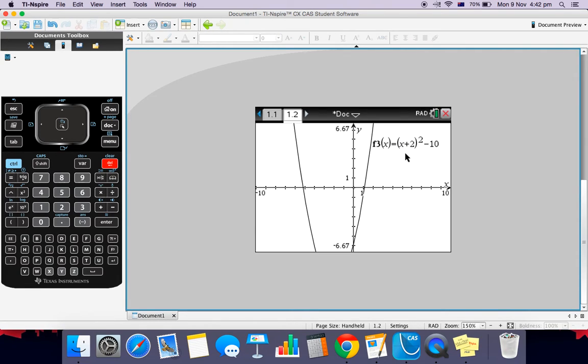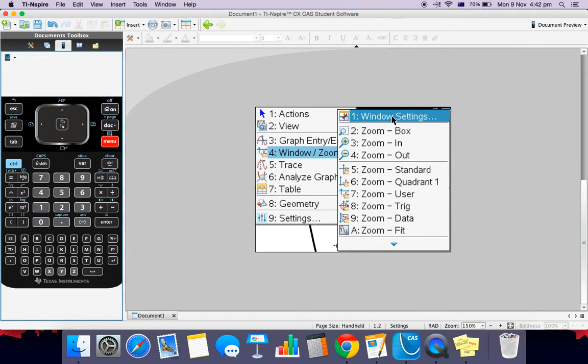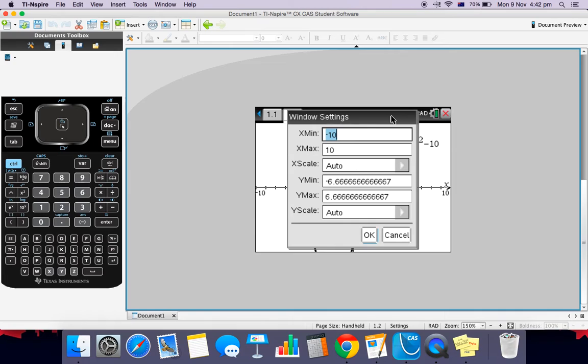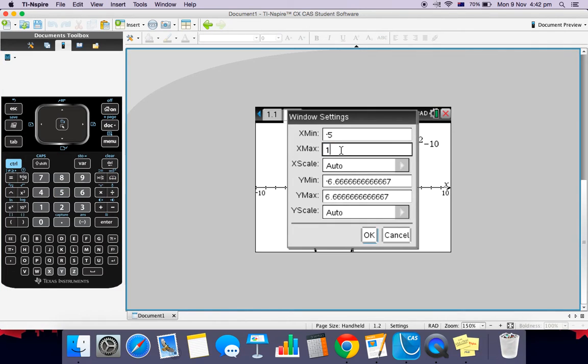Because this has an x squared in it, we know that it must have a turning point. And so we can use the window zoom settings to find that turning point or find the whole graph on our page. As I showed you before, go to Menu, 4 or Window Zoom, and 1 or Window Settings to adjust. Now, we don't really need the whole negative 10. We can probably have more like negative 5. Max can probably also be 5.